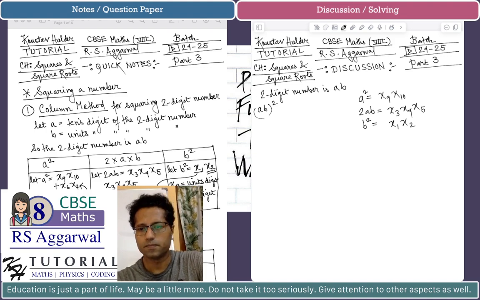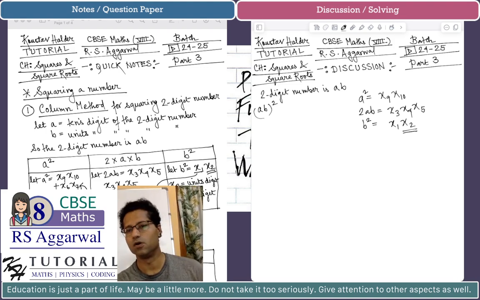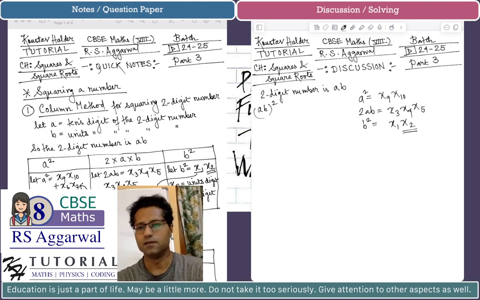all the digits that will be considered in the final result are underlined or highlighted with a double underline. So x2 will be a part of the final result, this digit. Now first, for b square, if b square is of the form x1 x2, that is, if x1 exists, if b square is a two digit number, then only you add x1, the digit of b square at the tens place, with the value of twice of ab.